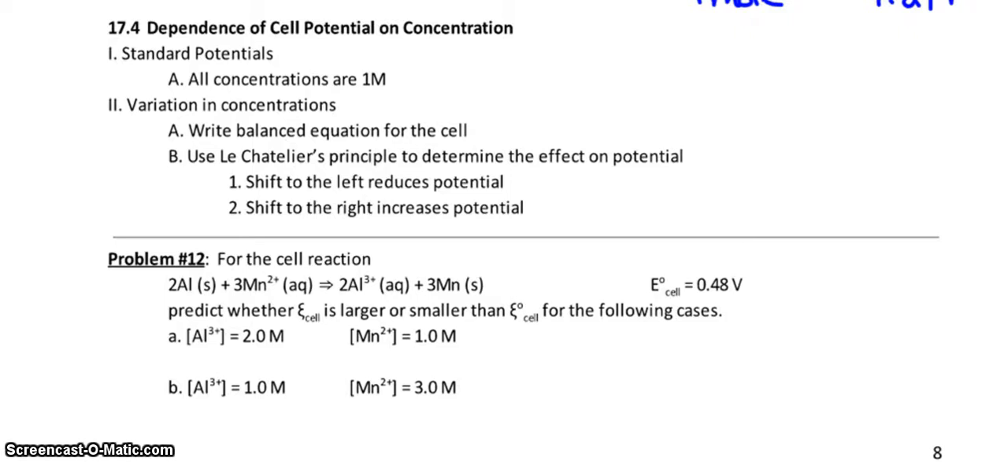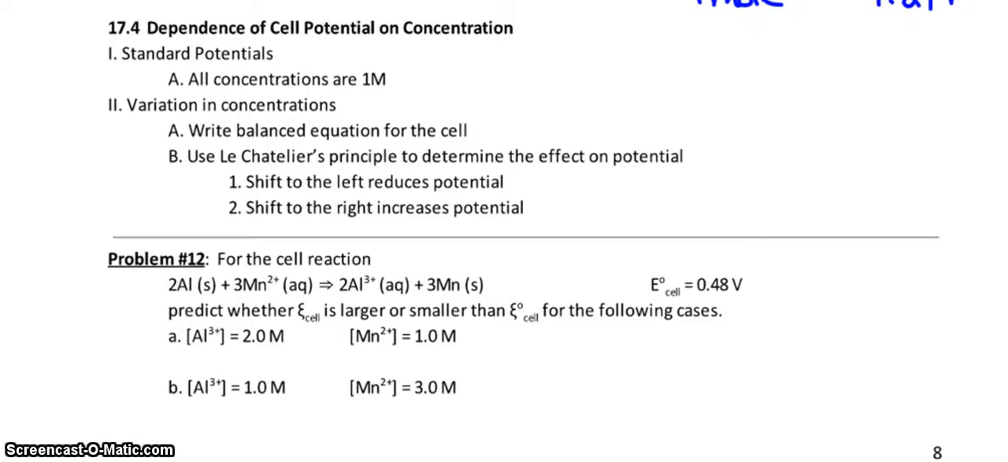It says a shift to the left reduces the potential, and a shift to the right will increase the potential. Wow, does this not sound familiar? That's an awful lot like K, isn't it? Where we shifted to the left, the K went down, and when we shifted to the right, the K went up. Same idea. I wonder if there's a link then between E and K. I think we'll find that out later.